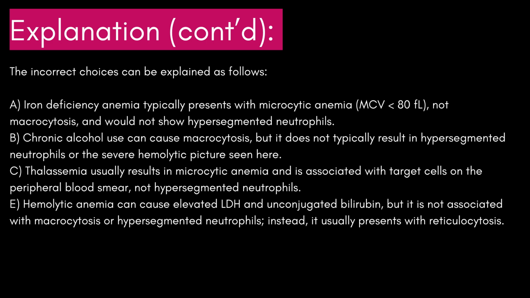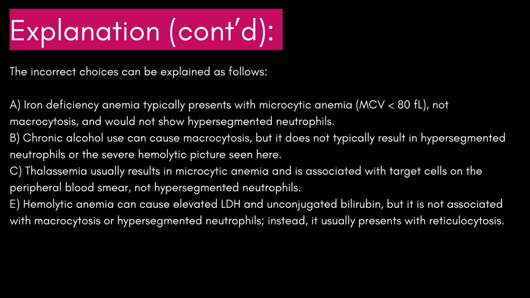C. Thalassemia usually results in microcytic anemia and is associated with target cells on the peripheral blood smear, not hypersegmented neutrophils. E. Hemolytic anemia can cause elevated lactate dehydrogenase (LDH) and unconjugated bilirubin, but it is not associated with macrocytosis or hypersegmented neutrophils. Instead, it usually presents with reticulocytosis.